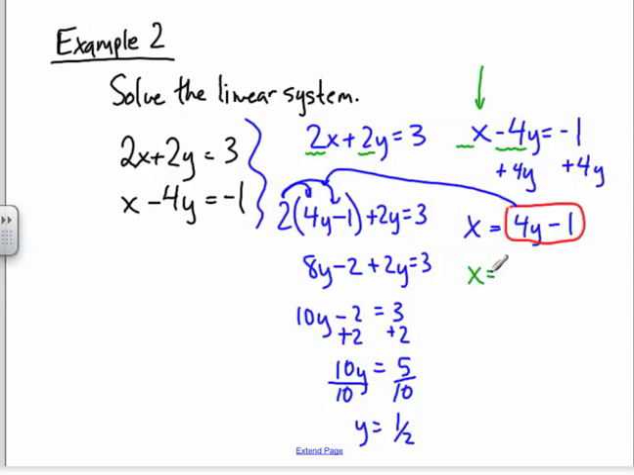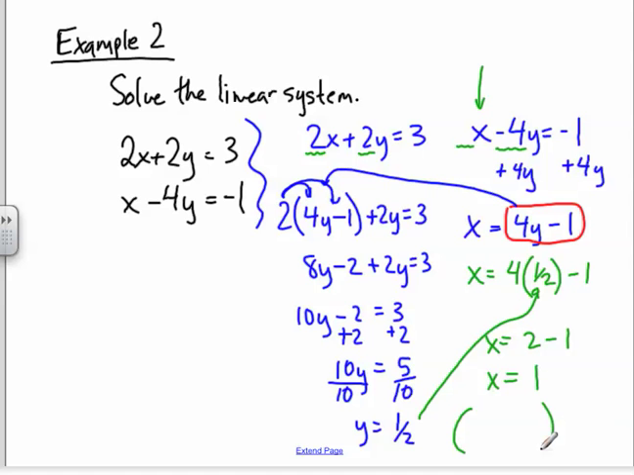So now x is equal to 4, not times y, but times what y equals, 1/2, minus 1. So then x is equal to 2 minus 1. x equals 1. So I write it as a coordinate because it's a point, 1, 1/2. Not as coordinates, but as an ordered pair. And that's my answer.